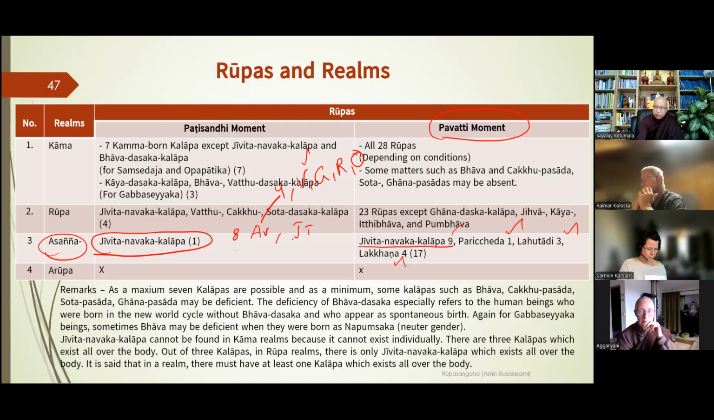So Wana, Sada, Ganda, Rasa, Oja, and there's no Hadayawatu, no Bawa Dasaka, no Ejibawa, Pombawa. So the rest is only this 17, 17 for the Asanya Sada being. And for the Aruba beings, Aruba realms, there's no Rupa. This is the easiest one.